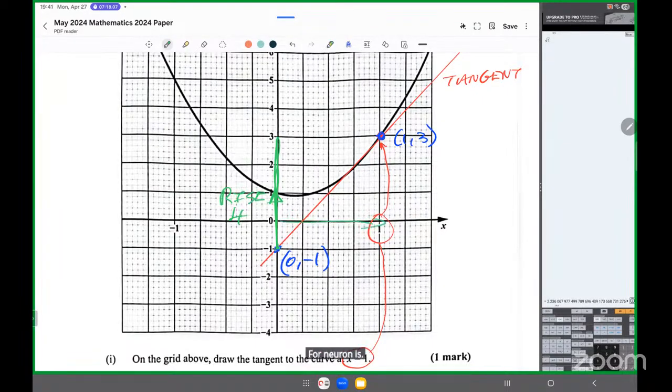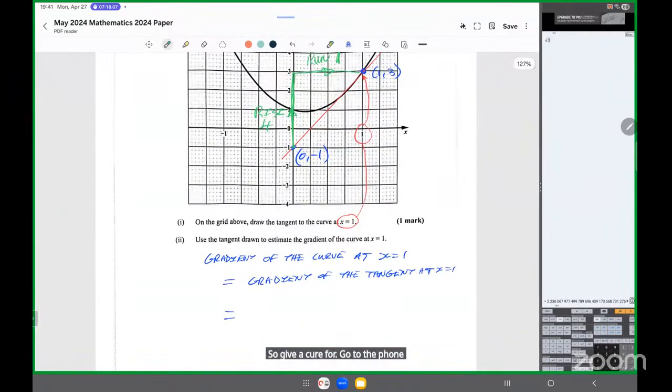This is just 1 whole unit. That's 1 unit run. You don't count the boxes for the run, you count the units. So the run is 1 unit. You see it? All of this is 1 unit. Don't count the boxes, you count the unit. So it rises 4 units. The scale on the x-axis and the scale on the y-axis is different. So be careful. Don't count the grid, you have to count the units.